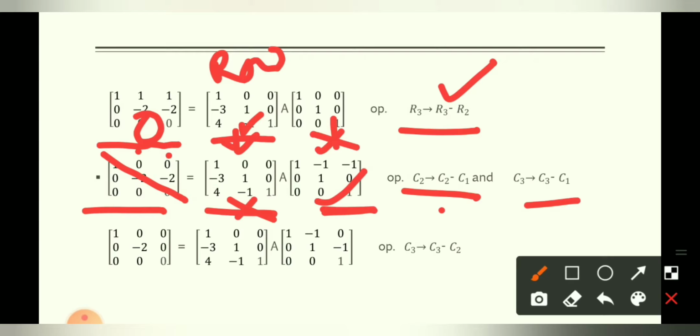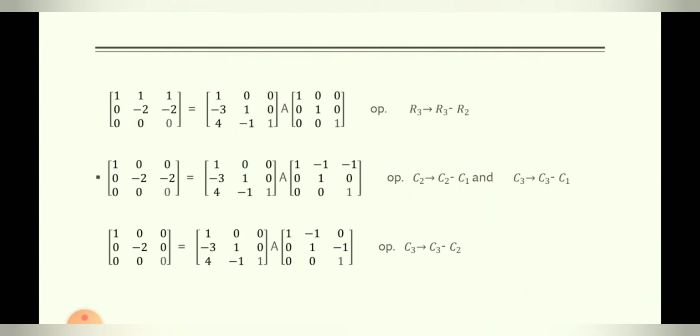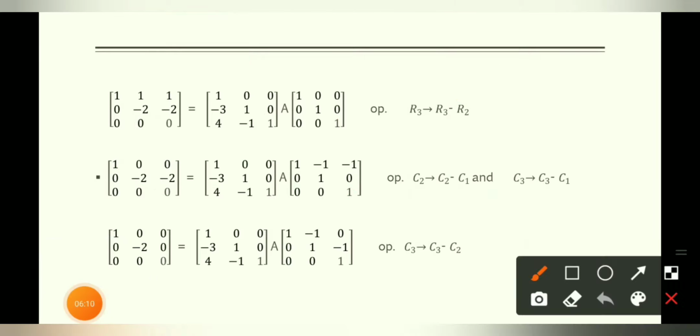First is the same. Now see, this is the diagonal line. Now one more element, this minus 2, is remaining. To make it 0, a non-diagonal element, we again perform a column operation: column 3 minus column 2, again a column operation.